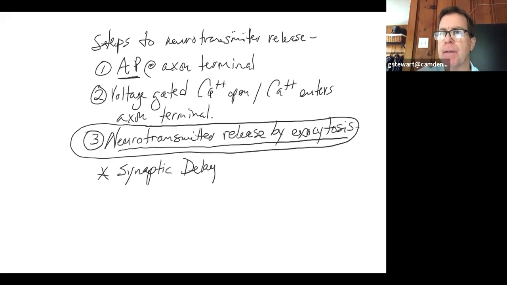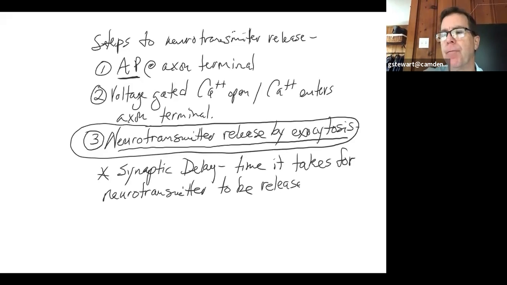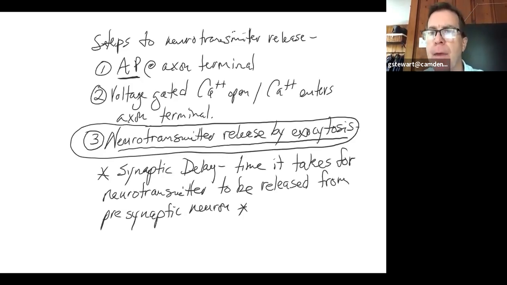Synaptic delay is just the time it takes for neurotransmitter to be released from a presynaptic neuron. And this takes the longest time in the communication transmission from one nerve cell to another cell.